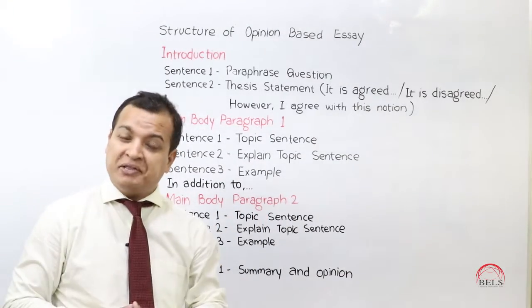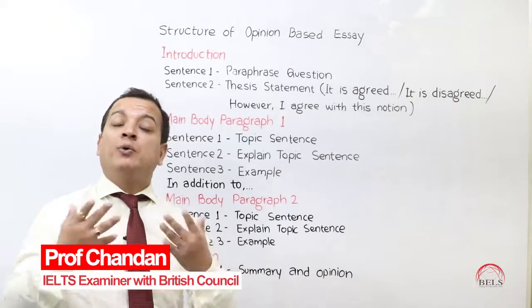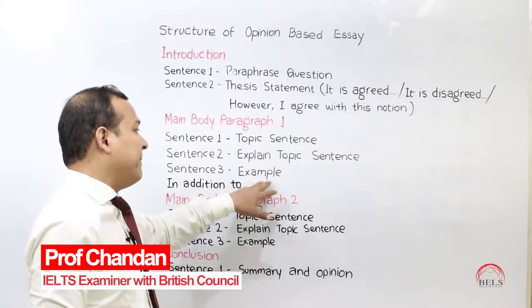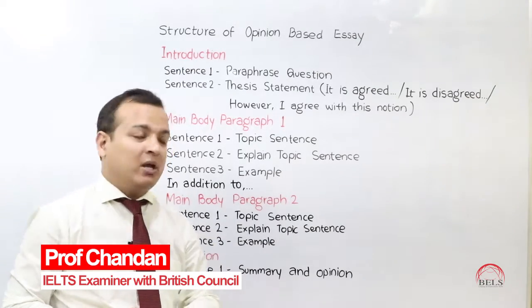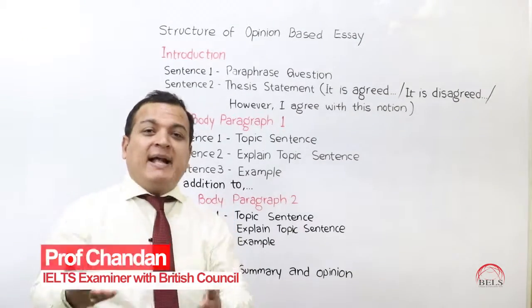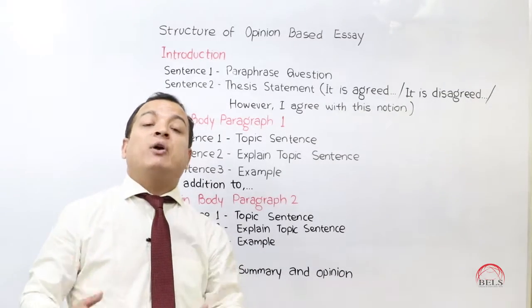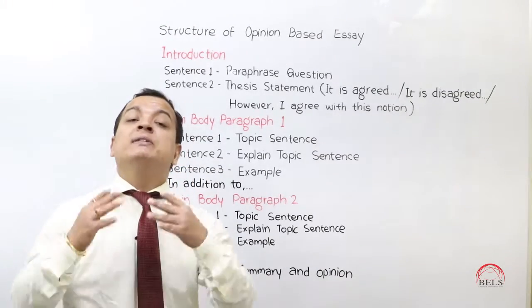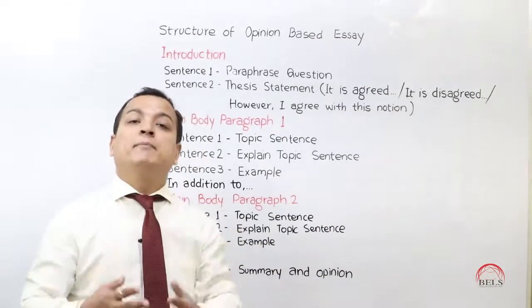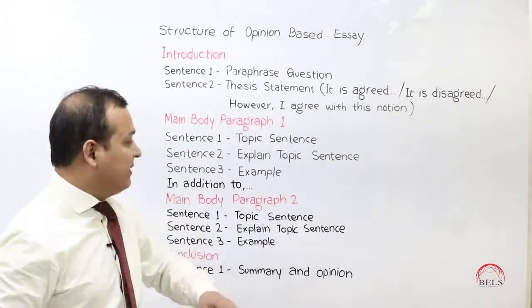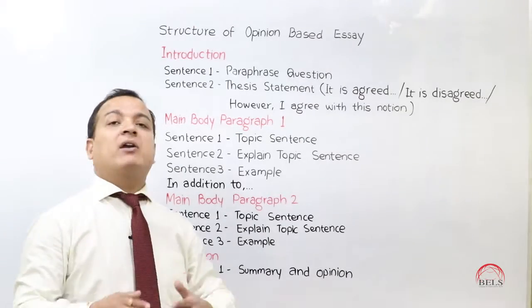Why do you agree with this statement? And how can you justify that? By using one example, you can support the third sentence with one example. Now if you have something else to say in that, that means you have more ideas there, you can simply use a linker, that is in addition to this. You can add more information in that regard. Then you'll be coming to the main body paragraph 2.